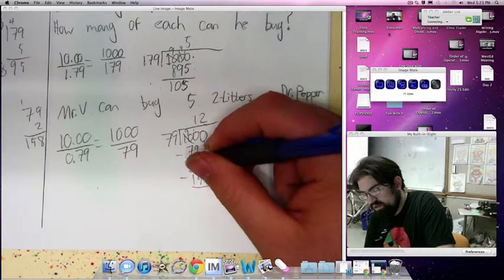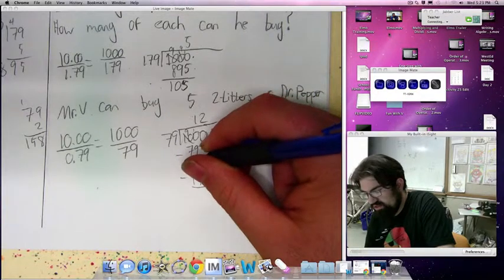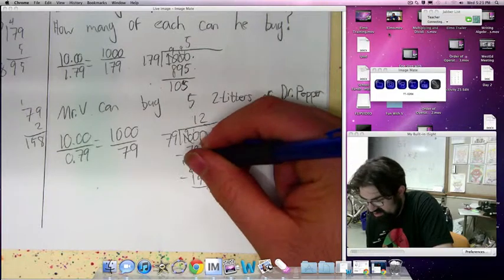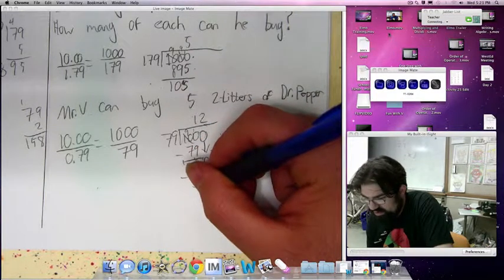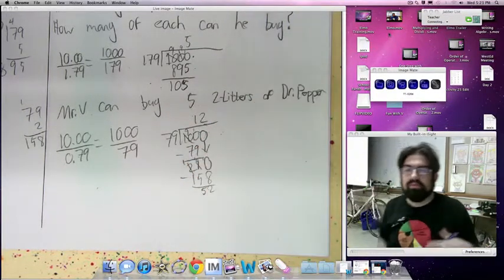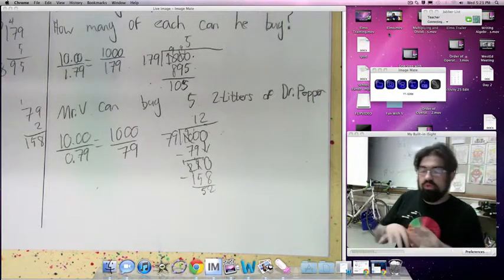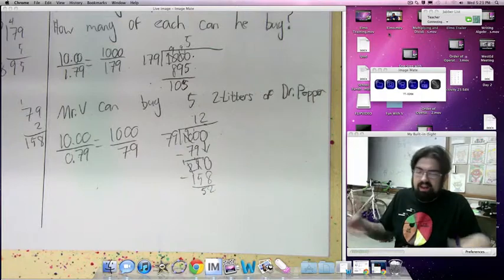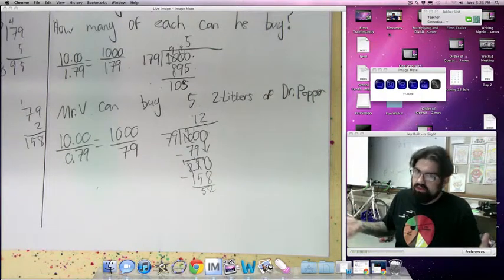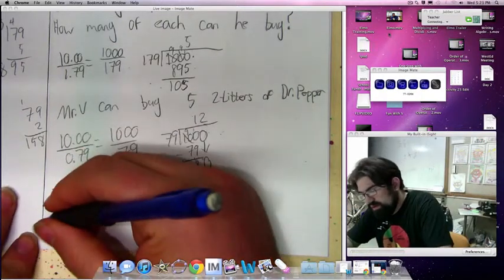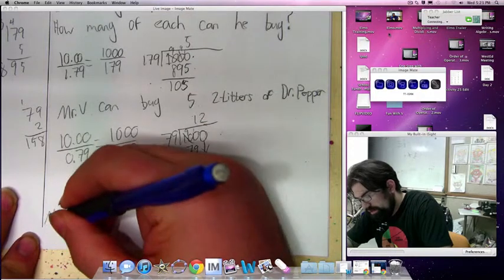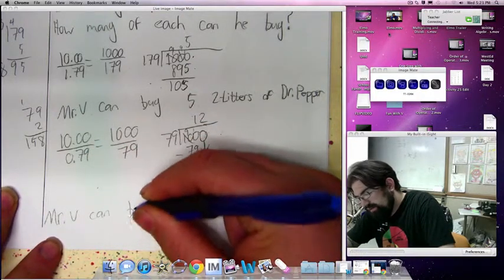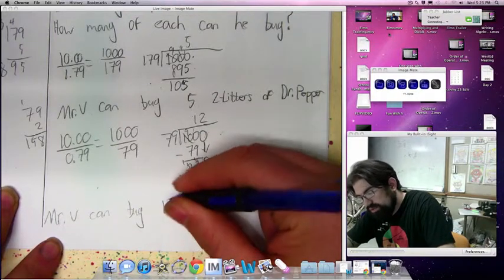This is going to be a 0 now, and that's a 10. So this is 2. Borrow from here, and that's a 10. 10 minus 5 is 5. 52. Add a decimal, bring down a 0. No, I can't buy 12.8 of a 2 liter. It's 12 2 liters. So Mr. V can buy 12. Hey, that's over 10.